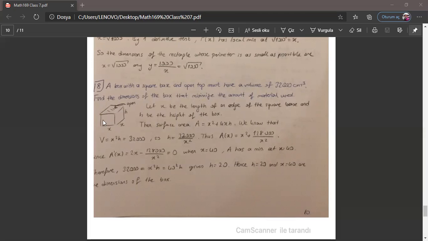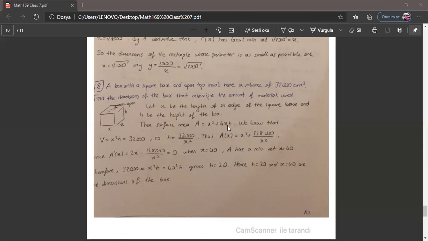So to form this box, the material will be used according to the surface of the box. So we need to write the surface area first and minimize it. So what's the surface? At the base, we have x squared, and for each side we have x times h, and we have four sides of this box, so we have 4xh. The top of the box is open, so we don't include it. So here we have the surface area.